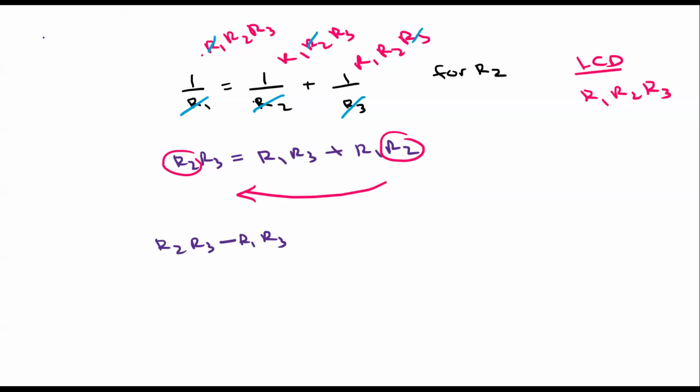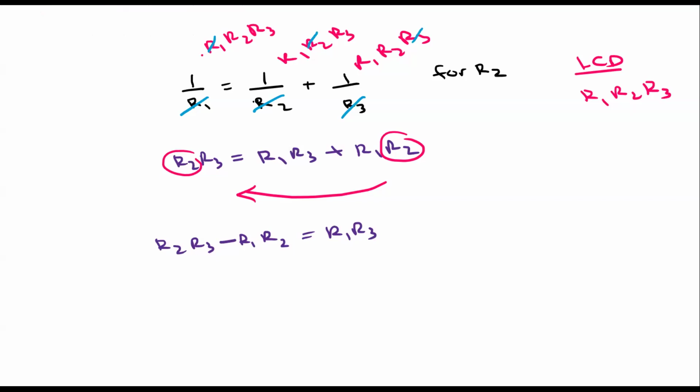So anytime you want to bring something to the other side, you do the opposite operation. Okay, then we're going to factor. Okay, I messed up somewhere. Okay, let me erase that. So I put a R1, R3, that should have been R1, R2. Okay, because it's R1, R2 when you bring it over. All right, so we get R2, R3 minus R1, R2.